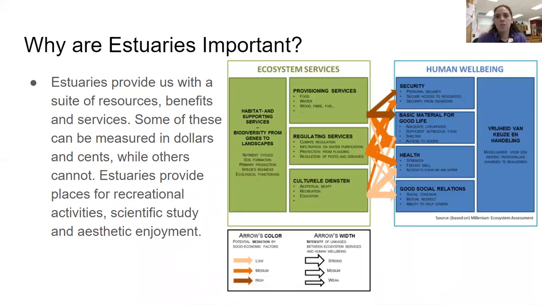In addition to just being places for recreational activities, lots of fishing happens in estuaries, lots of kayaking, and even hiking in some where they're more marshy and less watery.